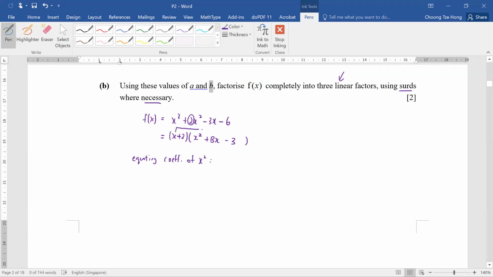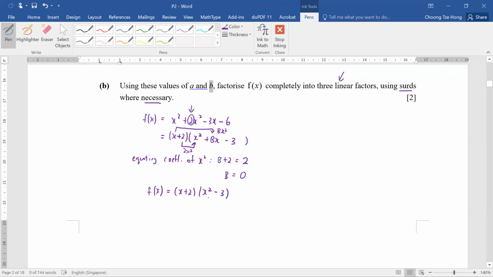The first one will be x times bx, so this will give us bx squared. Then the next one would be 2 times x squared, which will give us 2x squared. So in other words, the coefficient of x squared will be b plus 2. So b plus 2 equals, in the original expression the coefficient of x squared is 2, so b plus 2 will be 2. If you subtract, you will get 0, so b will be 0. So in other words, f(x) will be equal to x plus 2 times x squared, b is 0 so there's no x term, minus 3.